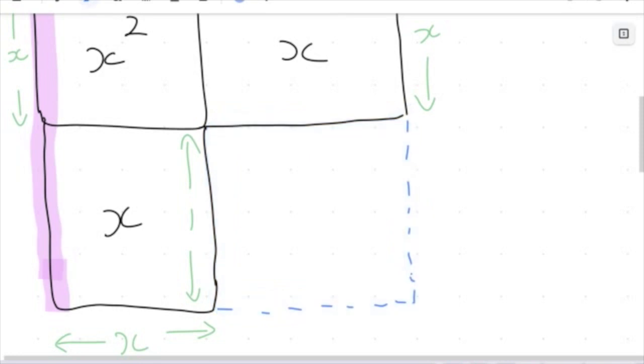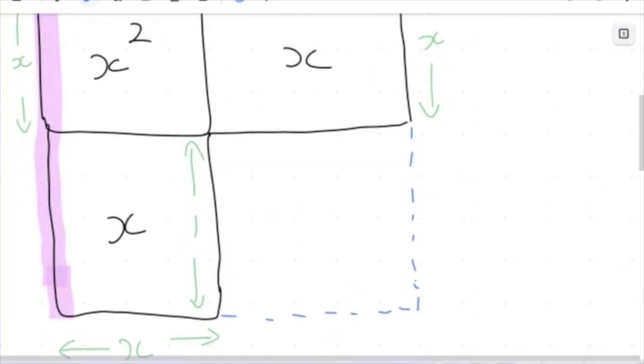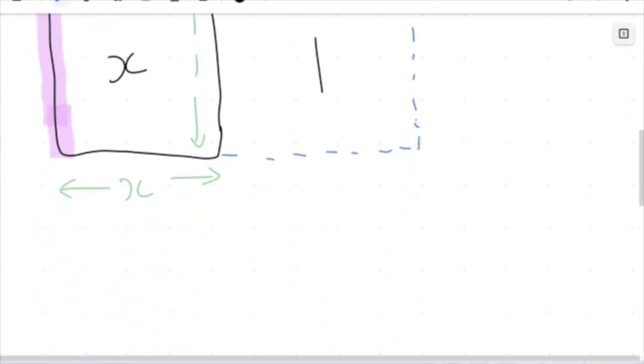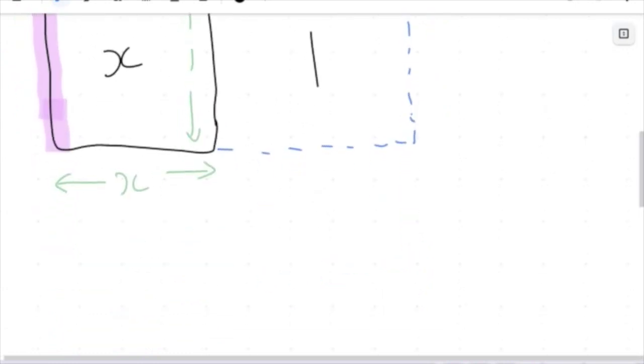So we want to consult my diagram. I can see that I have a length of 1 for this dimension and a length of 1 for this dimension. So I'm going to have a dimension of 1 times 1, which just gives me 1. So what I'm actually adding to my x squared plus 2x to make a square and then complete it is 1. I have x squared plus 2x plus 1.